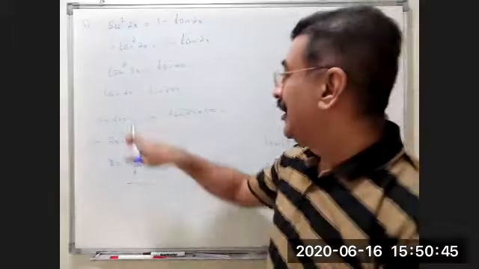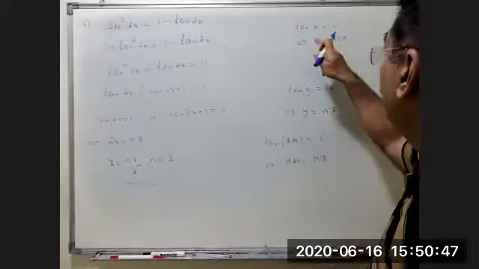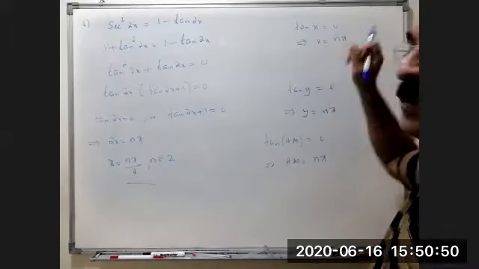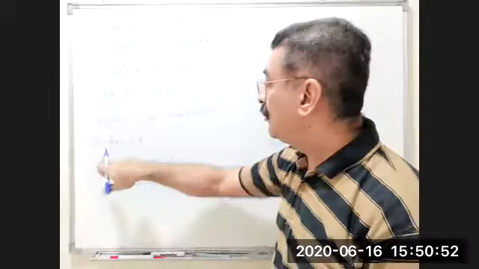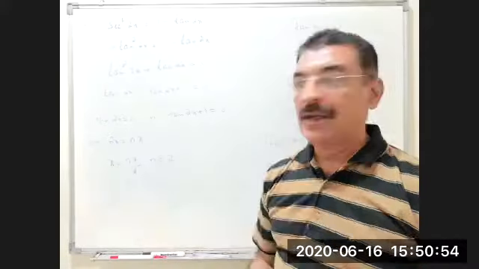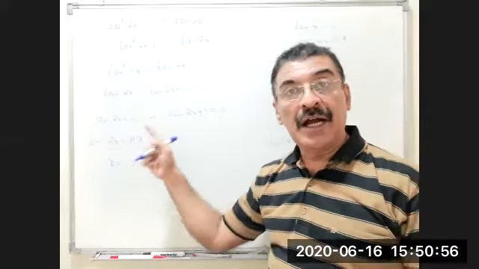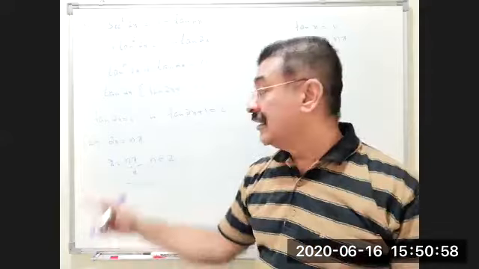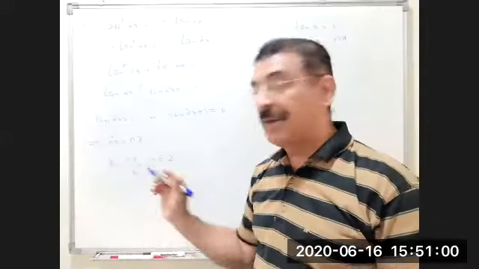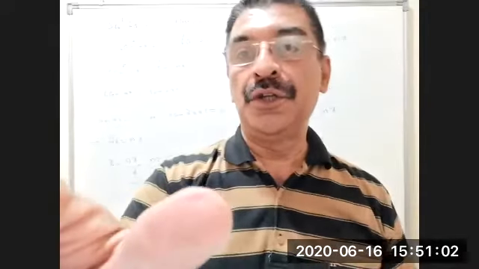So tan of 2x, if tan of x is 0, that angle is n pi. So tan of 2x is 0, for that angle 2x is n pi. Our question is to solve for x. So if 2x is n pi, x is n pi by 2. I think it is clear to you.